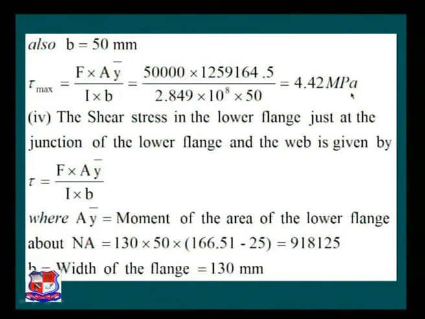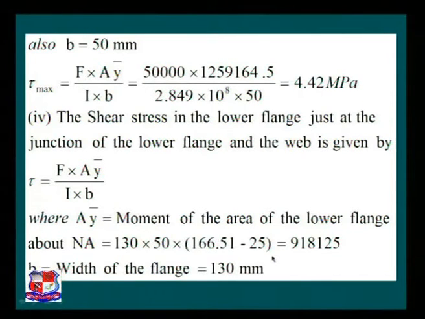Next step, the shear stress in the lower flange just at the junction of the lower flange and the web, which is given by tau is equal to F A y bar by I b, the fundamental equation, where A y bar is equal to the moment of the area of the lower flange about the neutral axis, that is the area of the lower flange 130 into 50 multiplied by y bar, the distance of the CG of the bottom flange to the neutral axis, that is 166.51 minus 25.